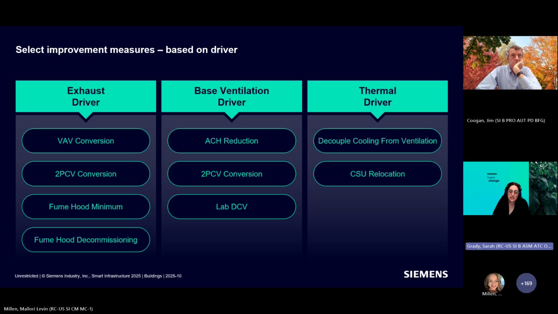And then for the base ventilation, we need to ensure that the specified base ventilation is well matched to the existing risk. Additionally, occupancy should be taken into account. The air change rate is really designed to protect the occupants that are in the laboratory. So when no one is present, we can reduce it further. And the last thing that we really want to look at is demand control ventilation for laboratories.